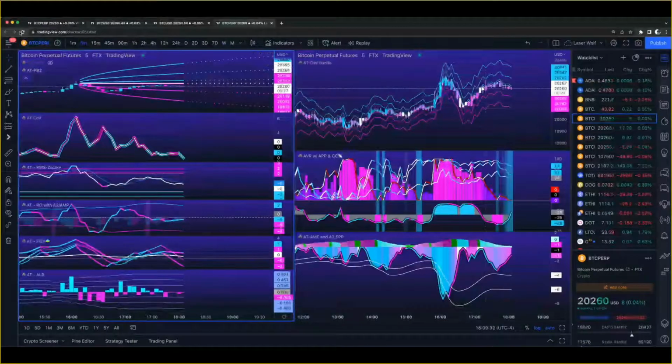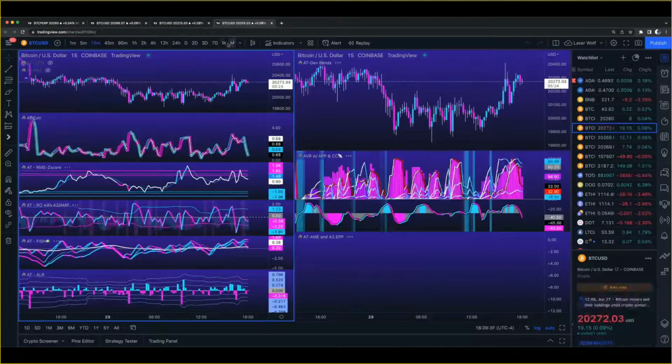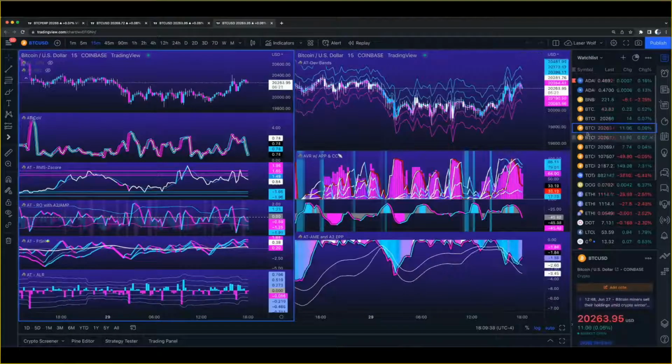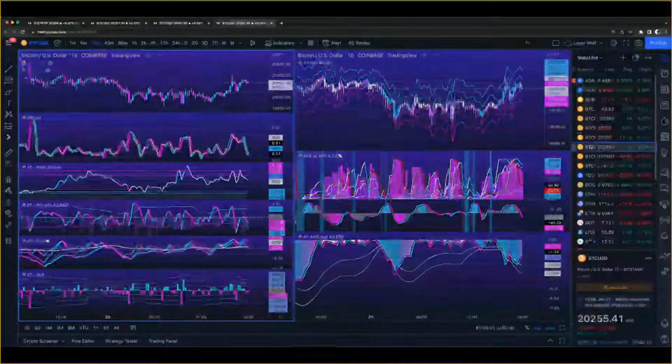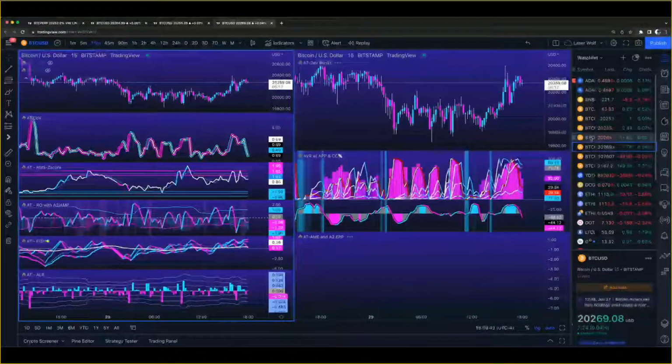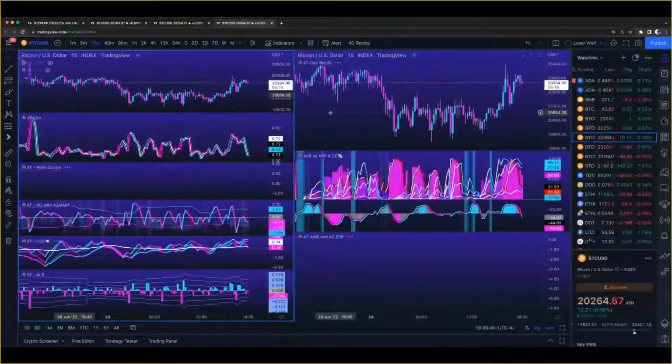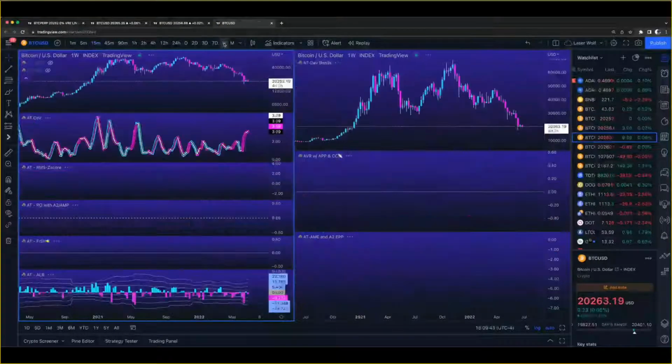So it does. Plan the index, I am not. Hit stamp, no. Index, let's go to weekly. Yeah.